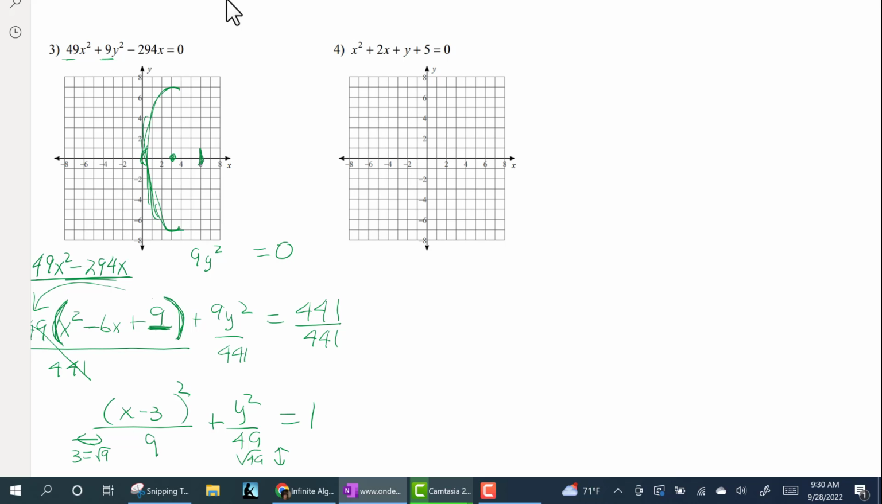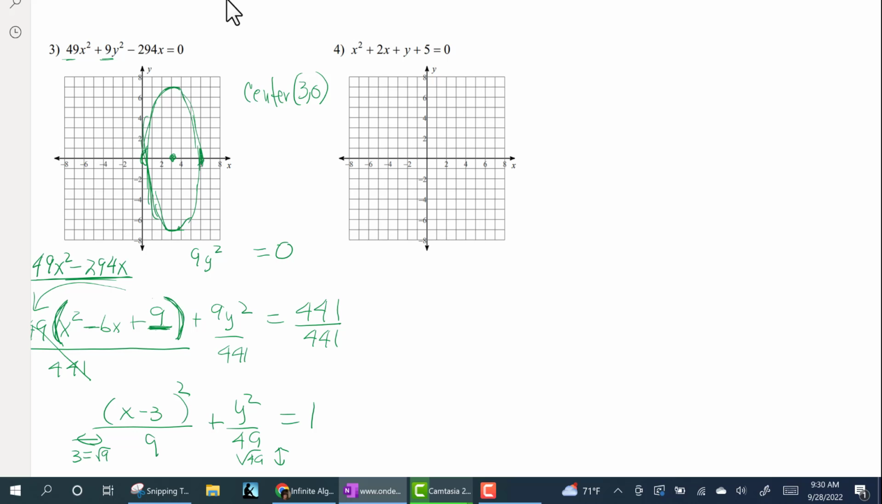Wow, I'm drawing this really poorly. And so the center is at 3, 0.